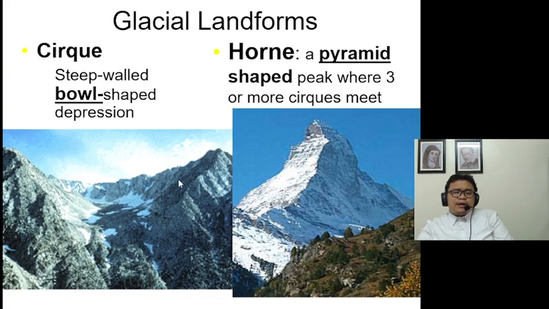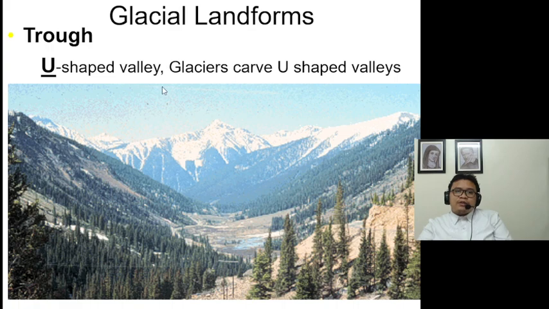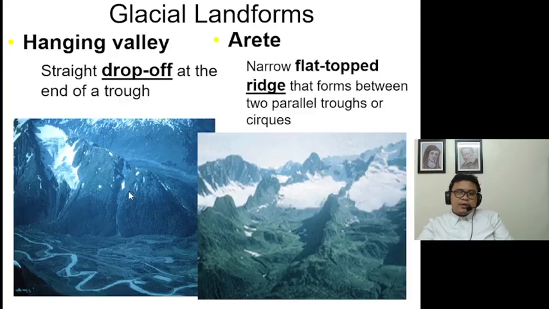Some of the common glacial landforms are the cirque, which is a steep-walled bowl-shaped depression here. We also have the horn, which is a pyramid-shaped peak where three or more cirques meet. We also have the trough, which is a U-shaped valley; glaciers carved U-shaped valleys here. We also have the hanging valley, which is a straight drop-off at the end of the trough. And we also have the arete, which is the narrow flat-topped ridge that forms between two parallel troughs or cirques here in this picture.